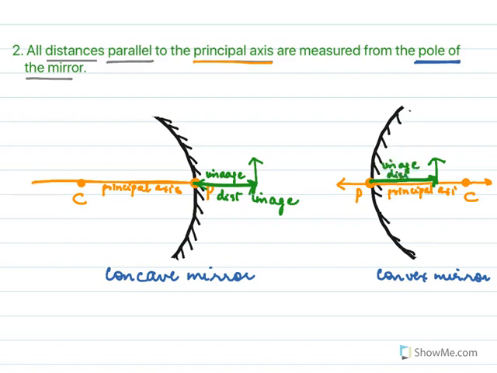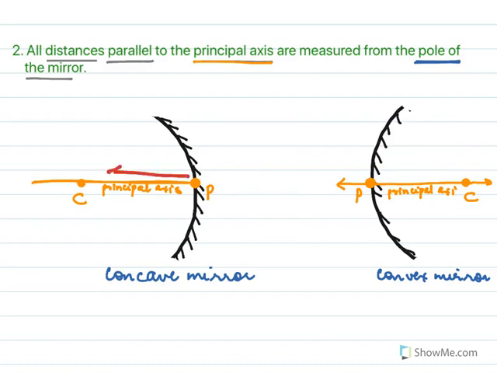So all distances parallel to the principal axis are measured from the pole. To repeat, we measure all distances from the pole, maybe to the left or to the right. Here also, maybe to the right, to the left. All distances are measured from the pole.